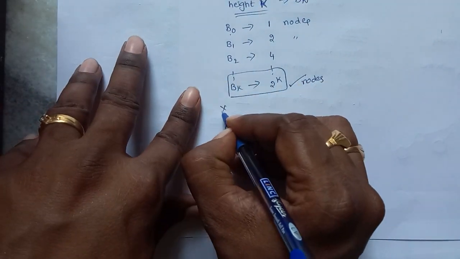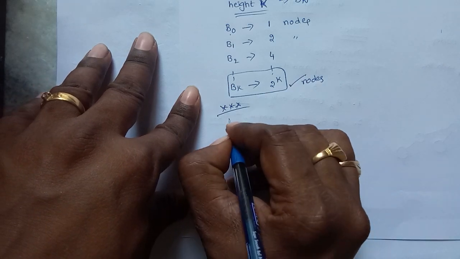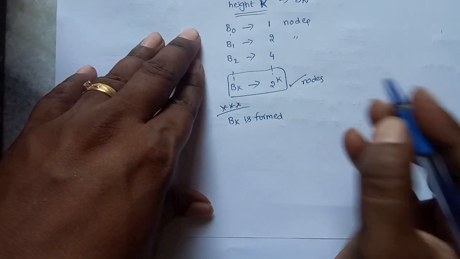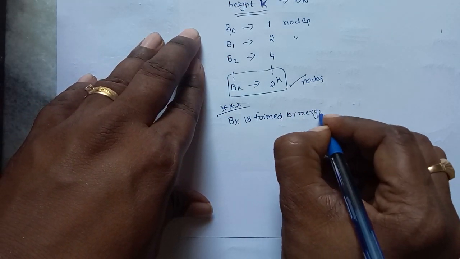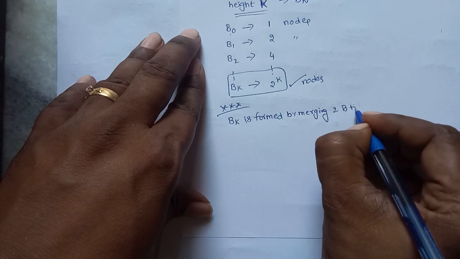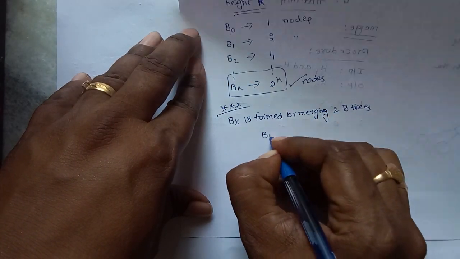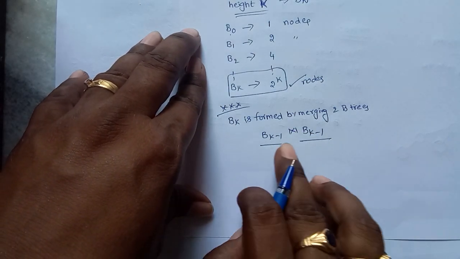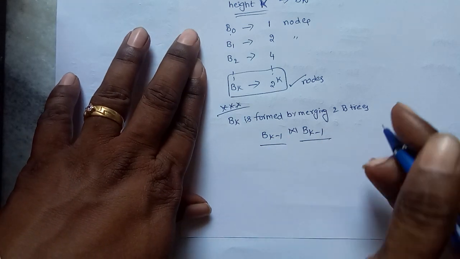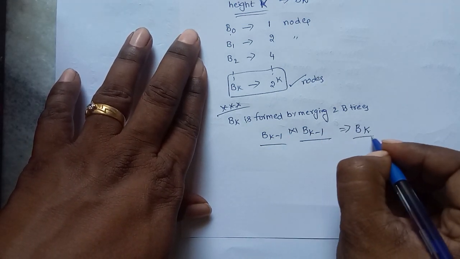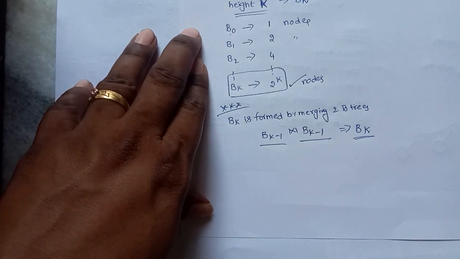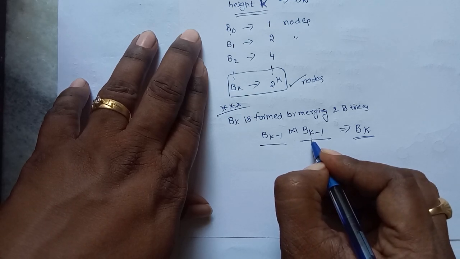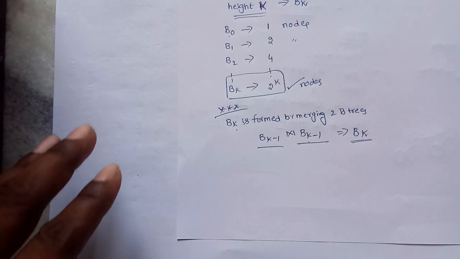And a very important point is, a binomial tree Bk is formed by merging two binomial trees Bk minus 1 and Bk minus 1. By merging two Bk minus 1s, it generates a binomial tree Bk. That is, one binomial tree Bk minus 1 is added to the root of another binomial tree Bk minus 1.